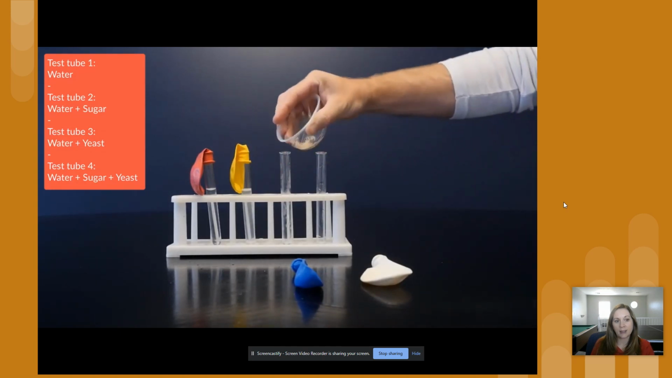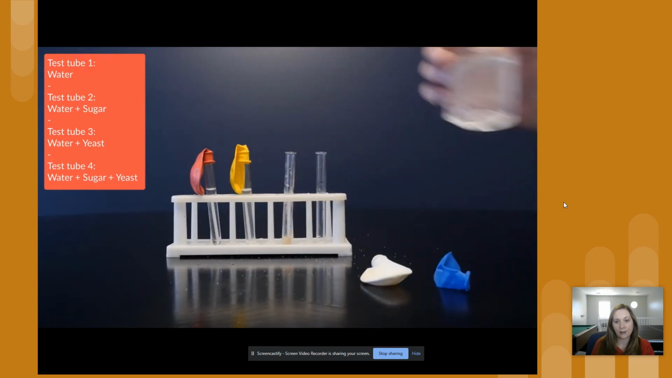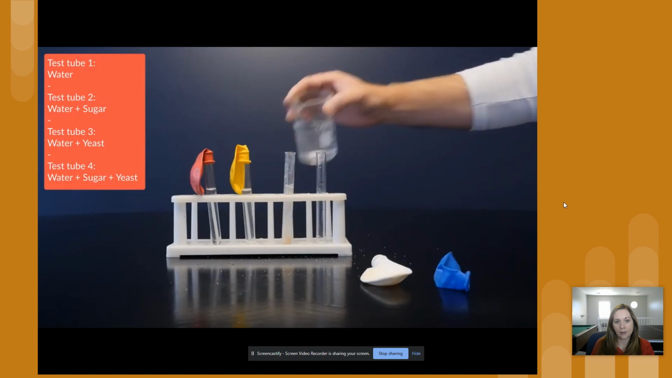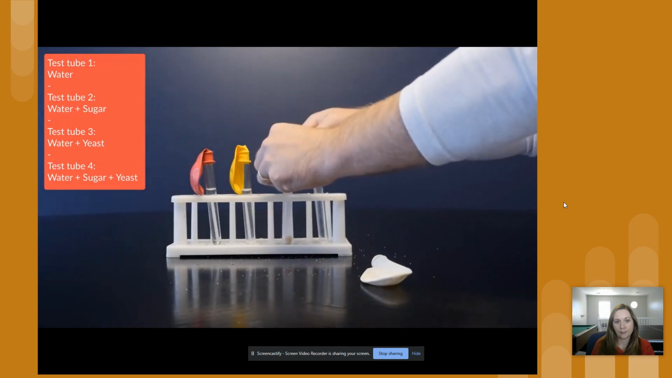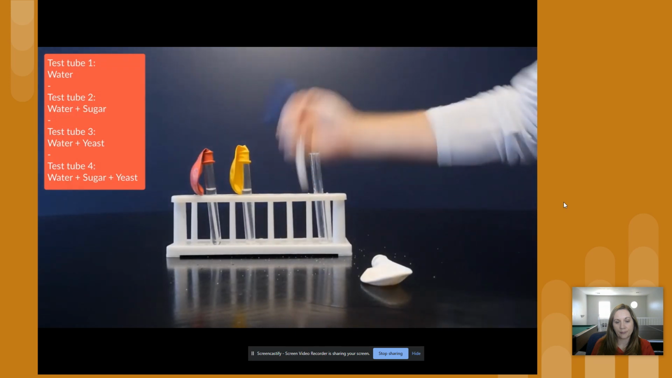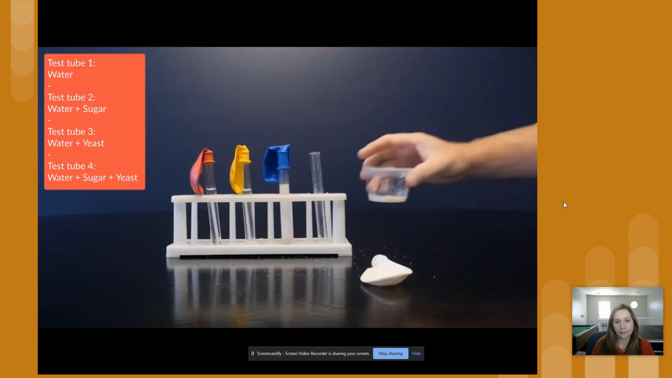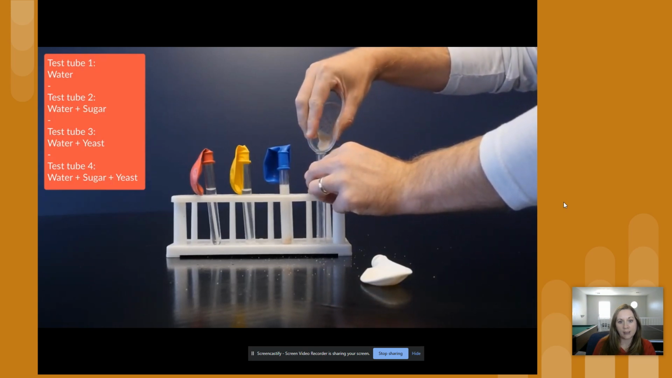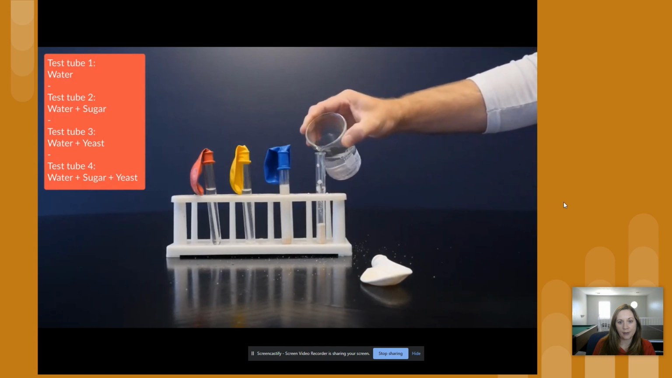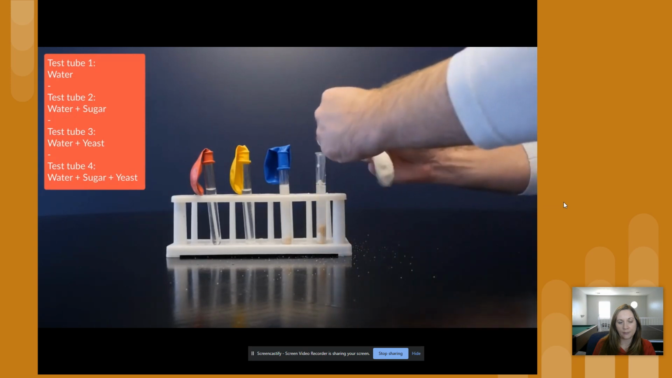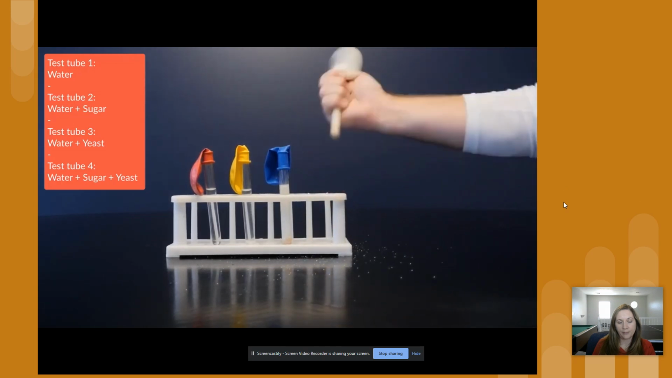All right, test tube 3 is going to get water and yeast. So that is the yeast. They're going to put in water. And then he's going to put the balloon on top and shake it up. All right, test tube 4 is going to get yeast. That's the yeast. And sugar. And water. So he had the sugar and the yeast mixed together. And then shake it up.